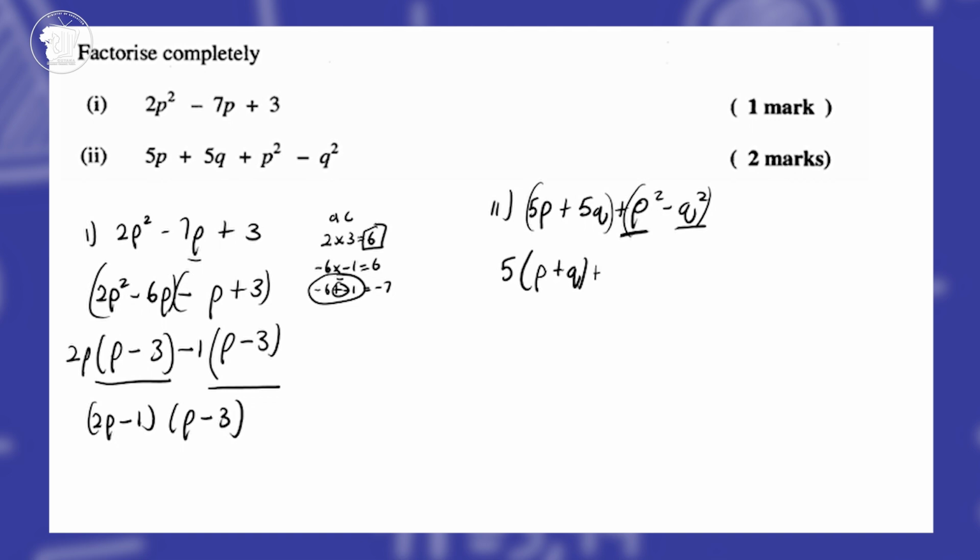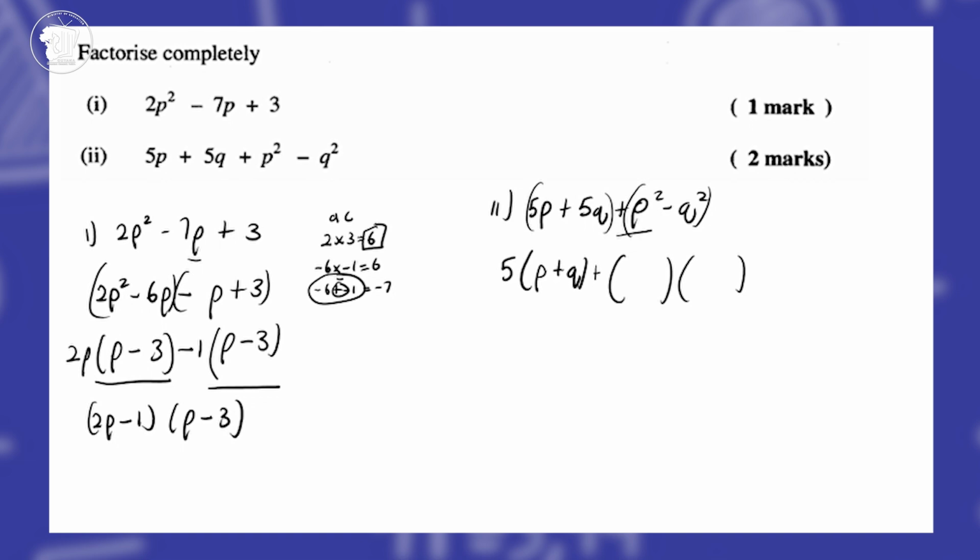So I know what I can do. I can factorize this as a difference of 2 squares. So this will now be p plus q and p minus q. So I open two brackets, difference of 2 squares.